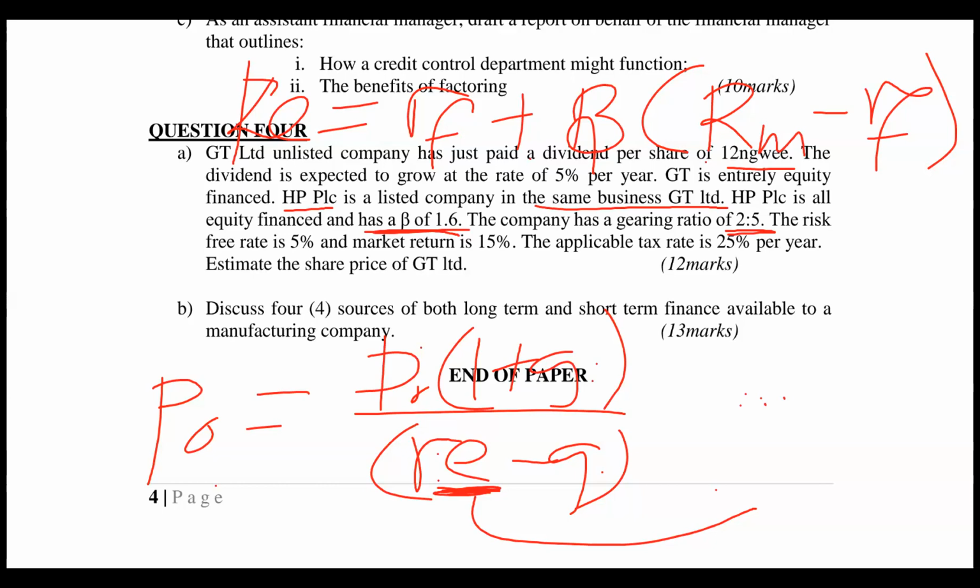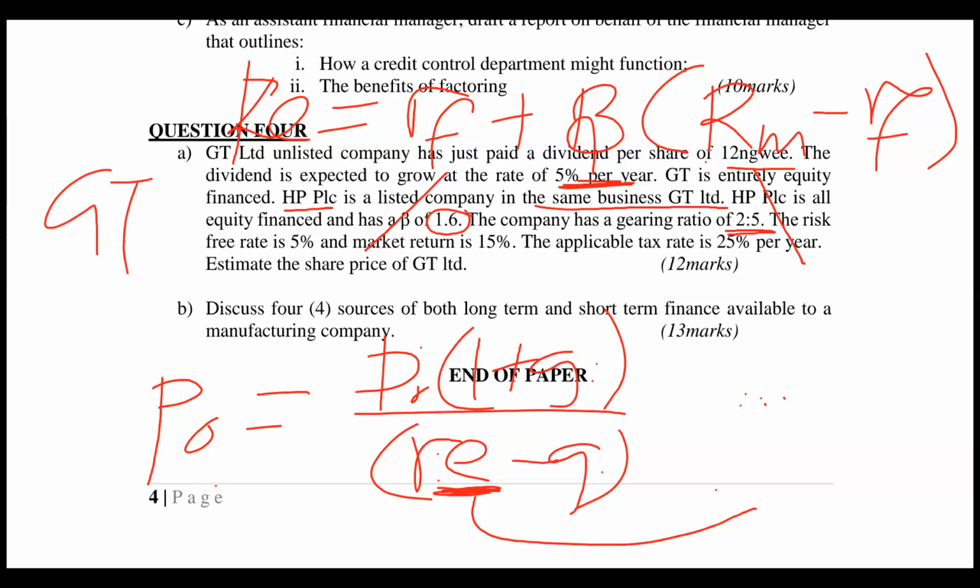So what we need to find now is what? Since we know that the return from the market applies to every company in the industry, and even the risk-free rate applies to every company, we just need the beta for our company, the GT company, because this beta here is not for GT company, it's for the other company.